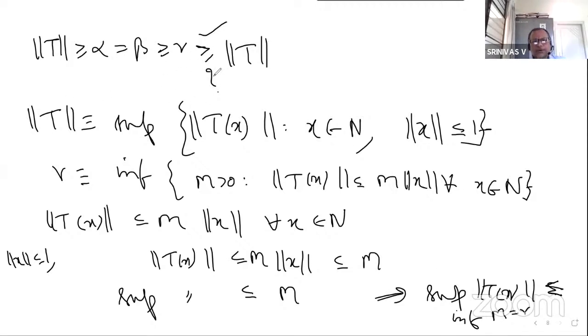That's how you have norm T is greater than or equal to alpha, equal to beta is greater than or equal to gamma is greater than or equal to norm T. So this implies all these four are equal.